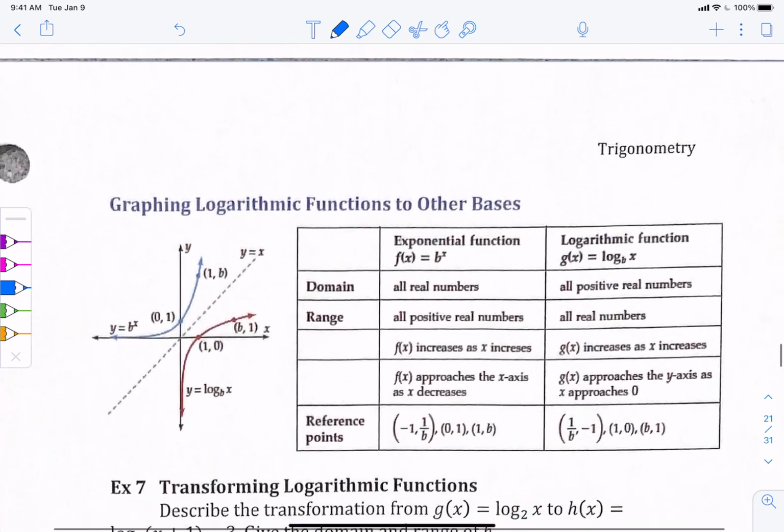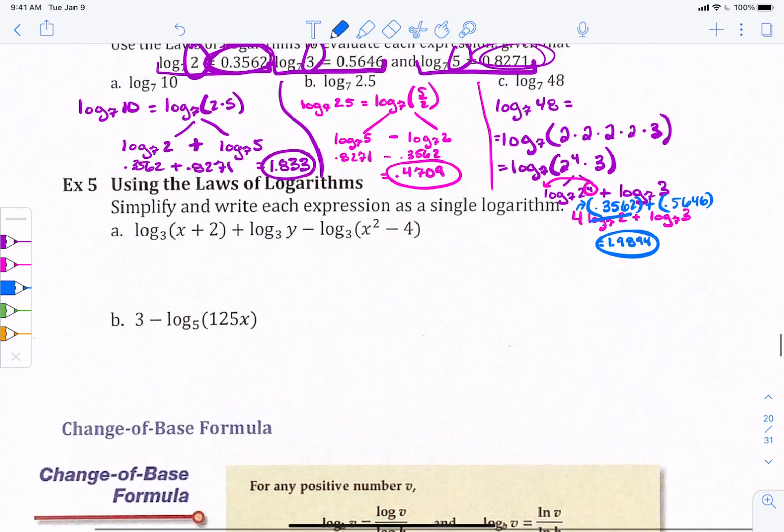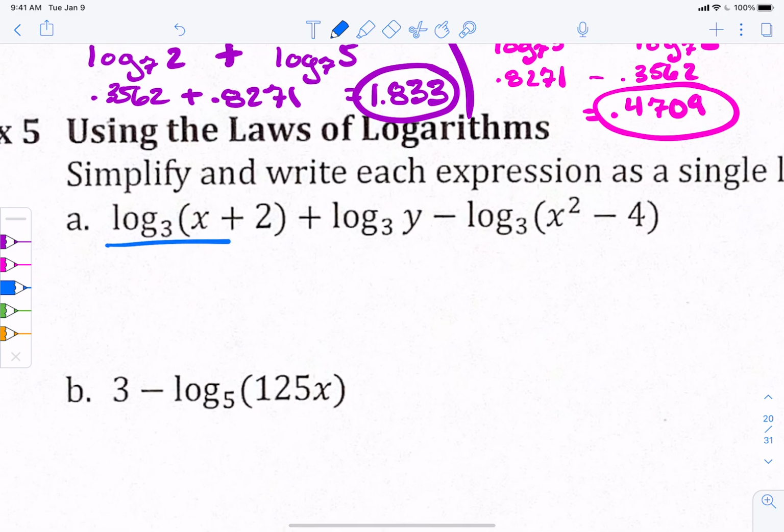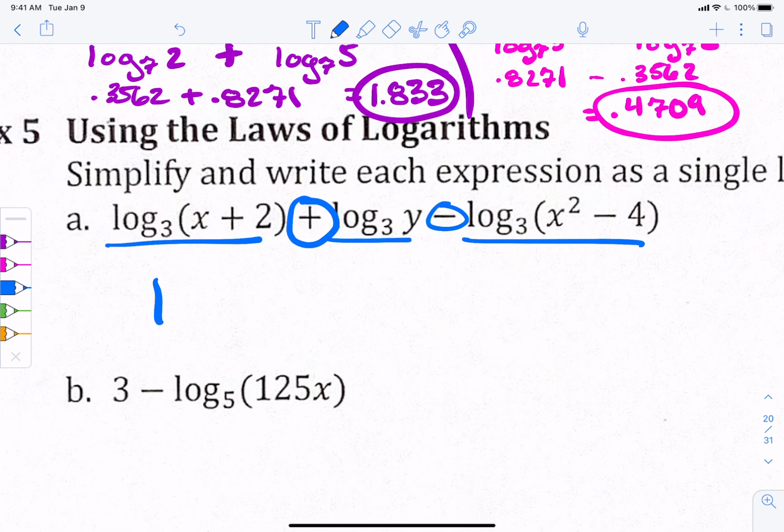Is this our last one? Nope, we've got a couple more examples. Simplify and write each expression as a single log. How many pieces do you have going on? Technically 1, 2, 3 right there. Look at what's separating them. We have a plus here, which means I'm going to put those together, and that's going to be a multiply. This one's minus, so I'm going to put those together and divide. Do you want to try to put these all together in one shot? No, I do not.